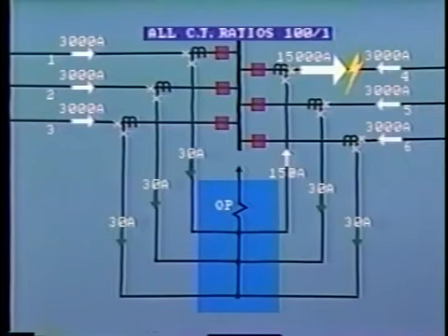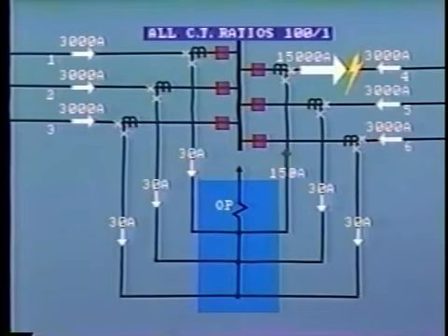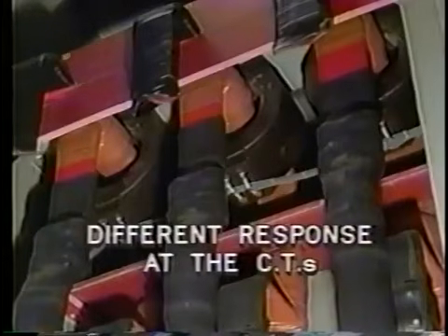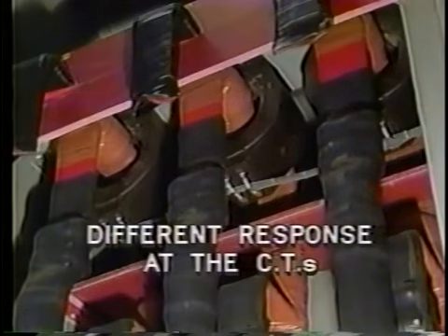In the CT secondary, we have 30 amps on each of these lines and minus 150 amps on the faulty circuit. This would give us 0 current passing through the relay, so it will not operate. This is correct for an external fault. This is what we would like to see, but in practice, it does not happen like this. The problem lies with the different response by the CTs to the widely different current values.